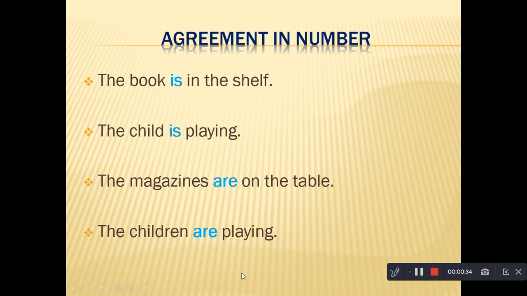The first one, agreement in number: the books, the child, the magazines, the children. The book is on the shelf, the child is playing, the magazines are on the table, the children are playing. In the first two sentences, the book and the child are both singular subjects, so use the singular form of the auxiliary based on the tense. The third and fourth, the magazines and the children, are plural, so use the plural form of the auxiliary based on the tense.